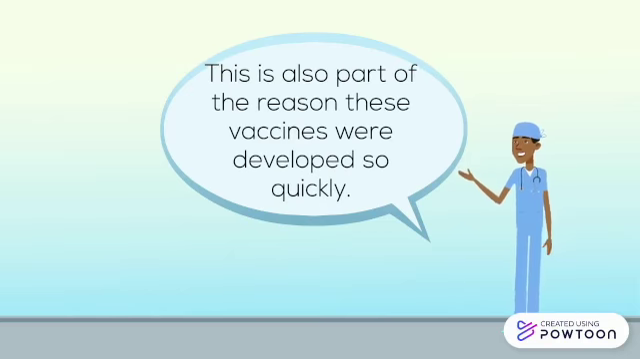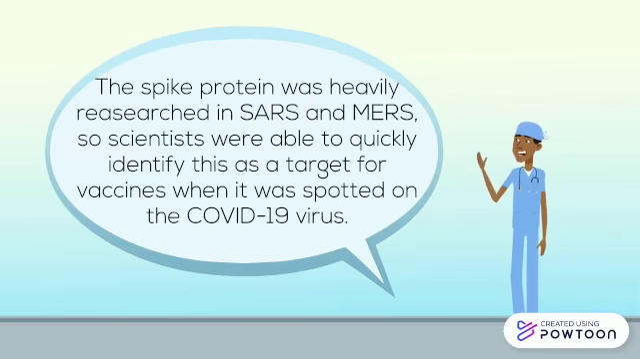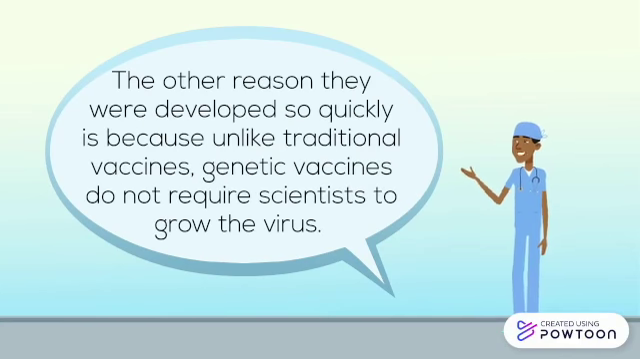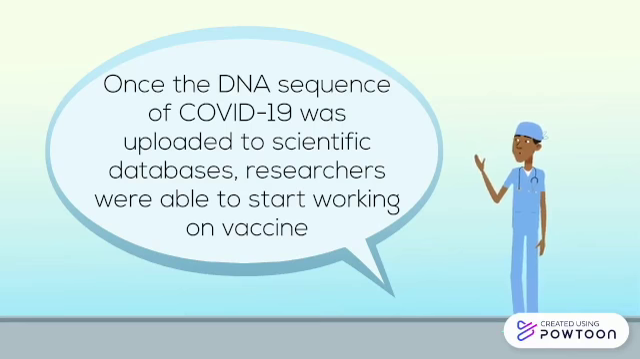This is also part of the reason these were developed so quickly. The spike protein was already heavily researched, so scientists were able to identify this as a target quickly. The other reason is because, unlike traditional vaccines, scientists don't need to grow the virus. Once the DNA sequence of COVID-19 was uploaded, researchers were able to start working immediately.